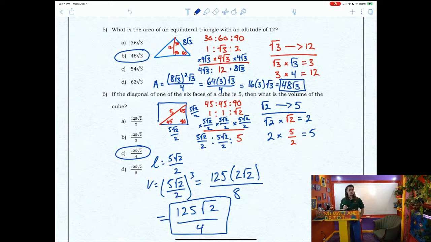2 times 4 root 3 is 8 root 3. So the side length of the equilateral triangle overall, which would be the same thing as the side length opposite the 90-degree angle in the 30, 60, 90 triangle, is 8 root 3. So if we plug that into the area of an equilateral triangle, which is equal to side length squared times the square root of 3 quantity divided by 4, then we're going to get 8 root 3 quantity squared times the square root of 3 quantity divided by 4.